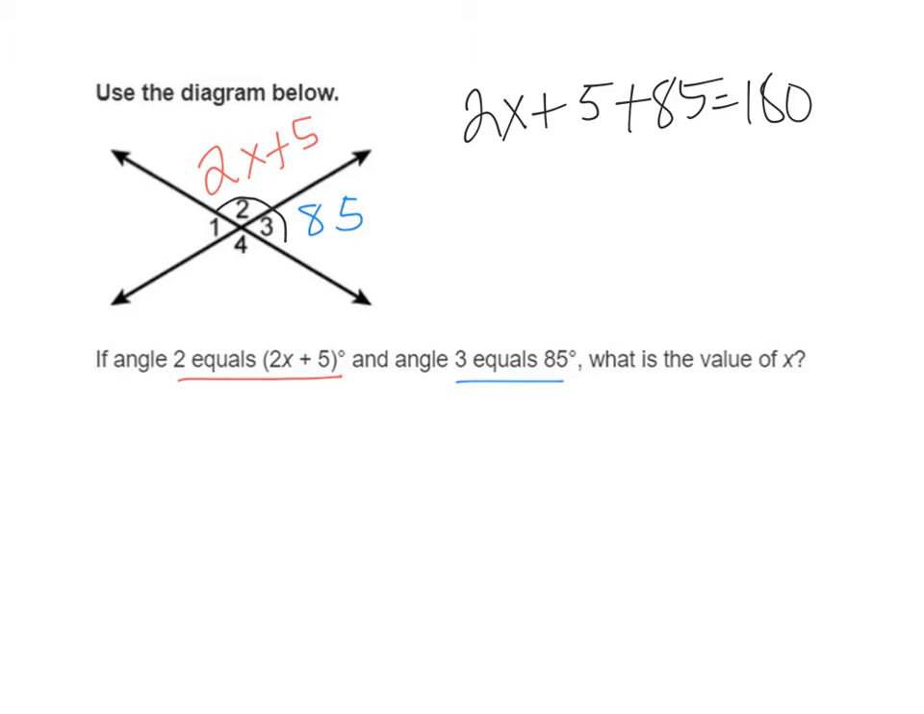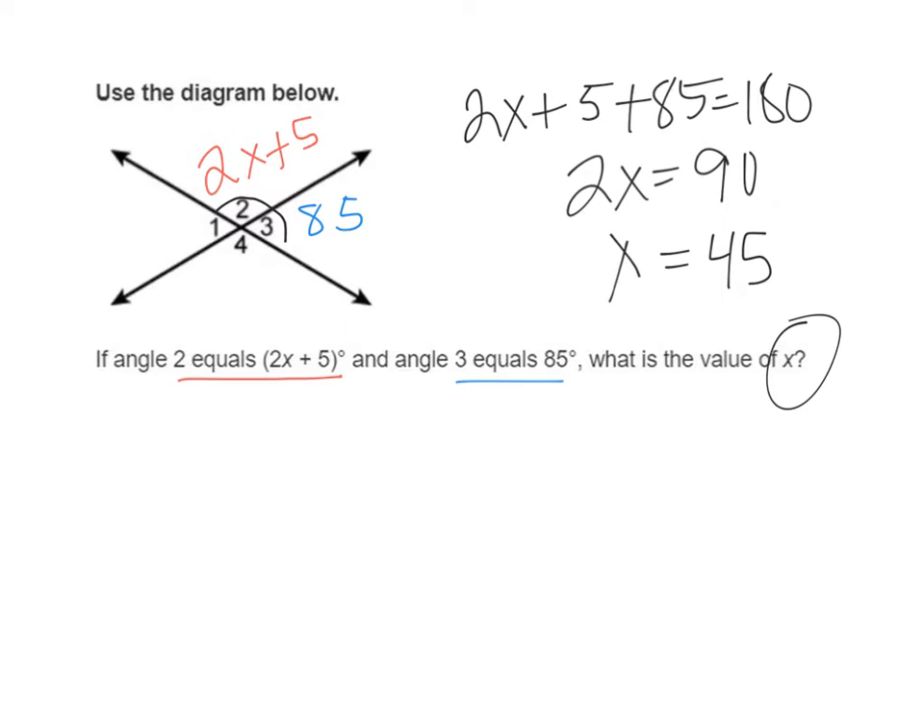Now I'm going to solve this equation. So 2x is equal to 90. I added 85 and 5. That was 90, and I subtracted that from 180. So x is 45. Value of x, 45.